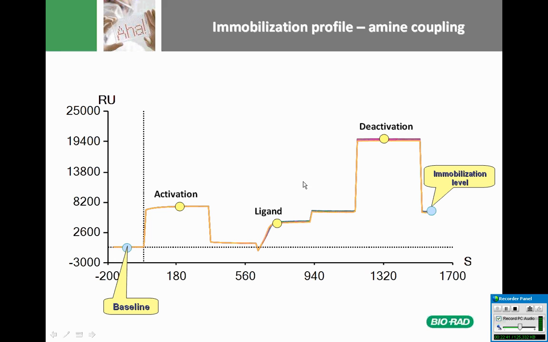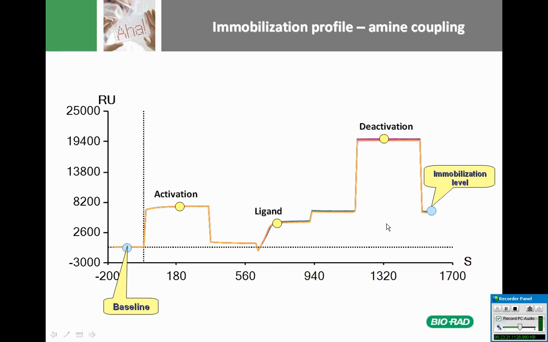So this is how an immobilization profile looks like. The immobilization, which is actually the coupling of a ligand to the surface, has three stages. First, you need to activate the carboxylic groups. Then, after the carboxylic groups are activated, you inject your ligand on the surface, and then you need to deactivate all those remaining carboxylic groups that did not interact with the ligand. And the immobilization level is actually the signal after the deactivation compared to the baseline before the activation. And this will tell you how much ligand was immobilized.